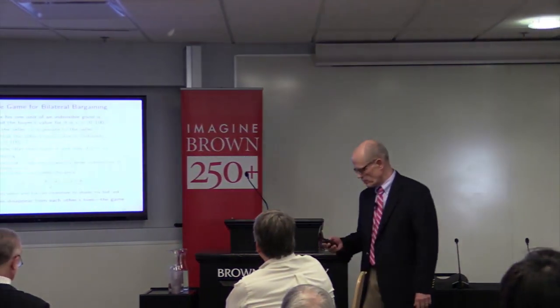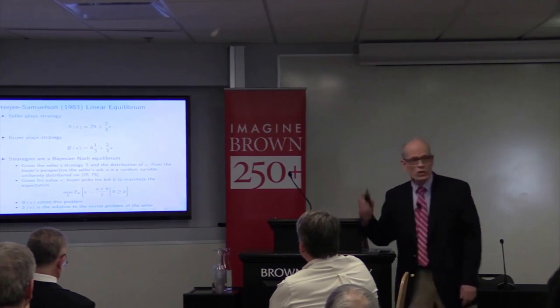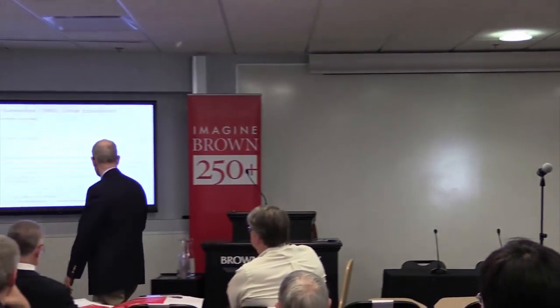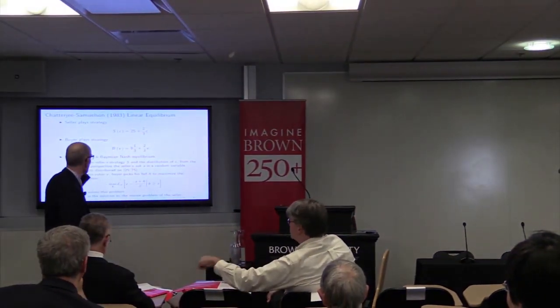Well, we won't solve for it. I'll just describe it more accurately. So let's look at what the equilibrium is in this game. In 1983, Chatterjee and Samuelson solved this game, and they discovered a linear equilibrium. And here's the equilibrium; this is just for purposes of an example.